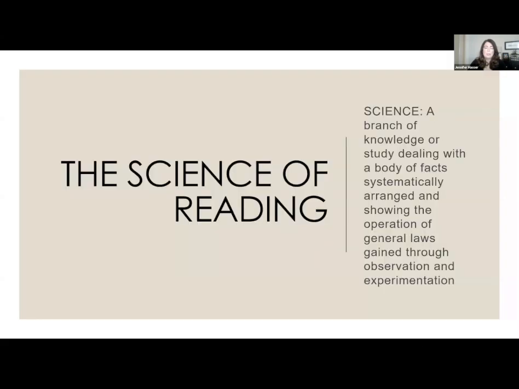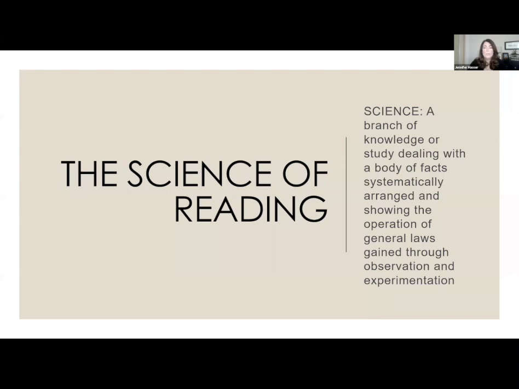As we go through this, there's a big push right now for the science of reading. And everyone's saying, we need to follow the science of reading. I wanted to try to bring people back to what the actual word science means. SCI means to know, and ENCE makes it a noun. So basically, you go to science class, you're going to know class. You want to learn how things work. It is a branch of knowledge or study that deals with a body of facts systematically arranged to show the operation of general laws gained through observation and experimentation.